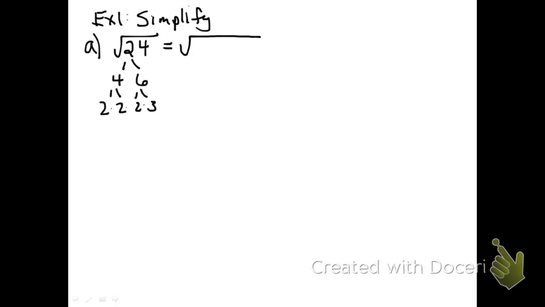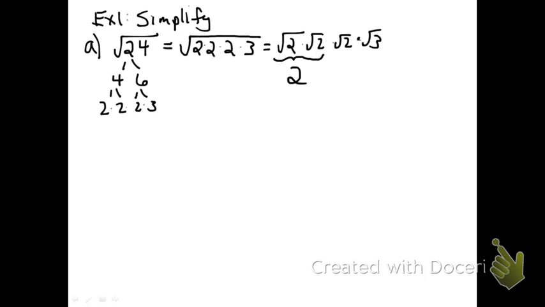So this is the same as the square root of 2 times 2 times 2 times 3. Well, I am going to now apply the product property, and I can do the square root of 2 times the square root of 2 times the square root of 2 times the square root of 3. Now, I know that the square root of 2 times the square root of 2 is really the number 2. Recall, if I have the square root of A times the square root of A, we just get A. So that's what I'm applying here.